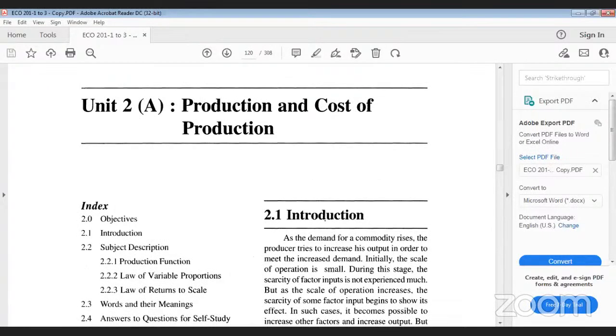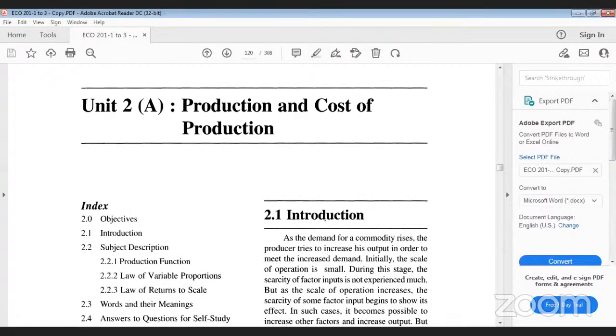Unit two: Production and cost of production. Objectives, introduction, subject description, production function and law of variable proportion, law of returns to scale, words and their meaning, answers to questions for self-study.